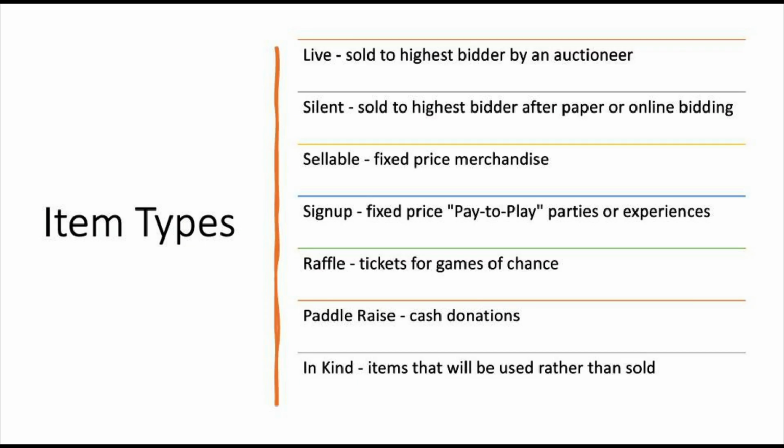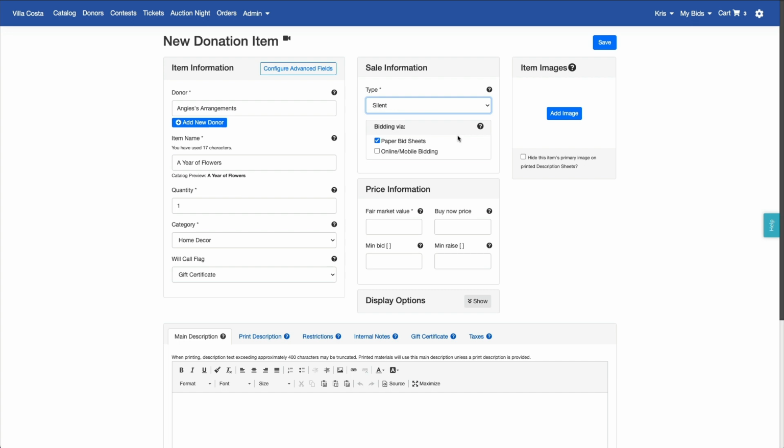Live items are sold to the highest bidder by an auctioneer. Silent types are sold to the highest bidder via paper, online, or mobile bidding. Sellable and sign up are sold for a fixed price, usually to multiple people. Raffle is for games of chance tickets. Paddle raise is for cash donations. And in-kind is for items that will be used or consumed at the event rather than sold. You can always view explanations for each item type by clicking this help icon.